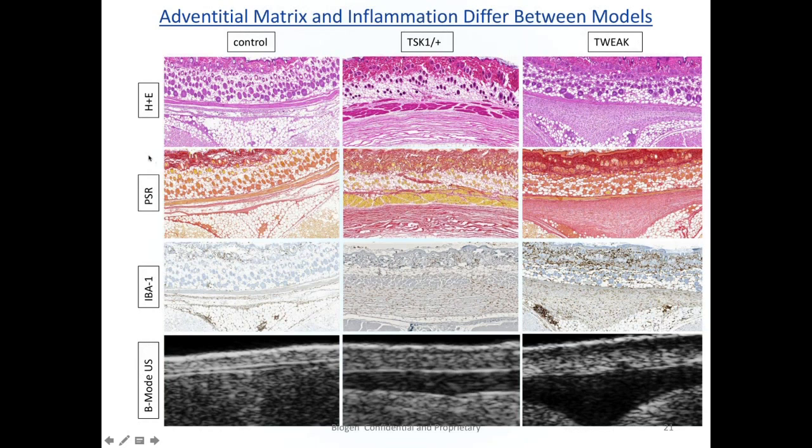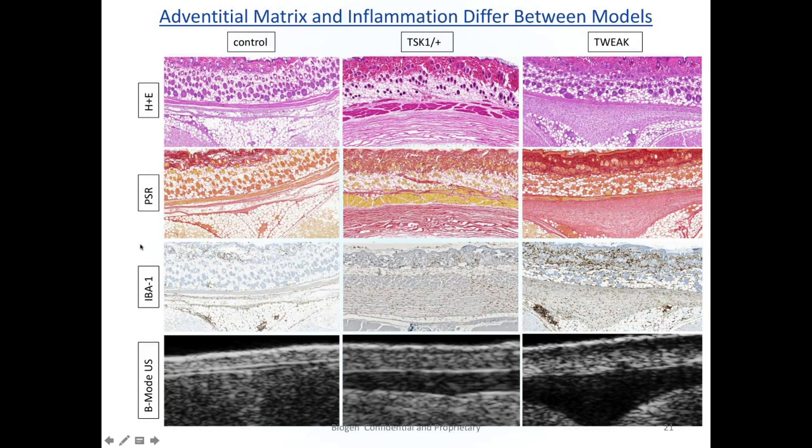So Picrosirius red is a tissue stain to show extracellular matrix. With the Picrosirius red, you can appreciate that there's certainly a lot of a sort of pinkish banding in this region, the region that we're focusing on, in both the TSK and in the tweak models. So matrix seems to encompass a considerable amount of what's going on in this tissue region.